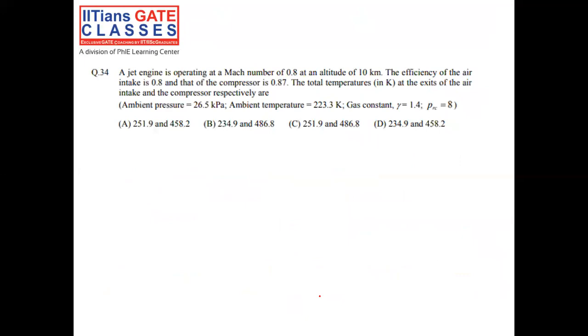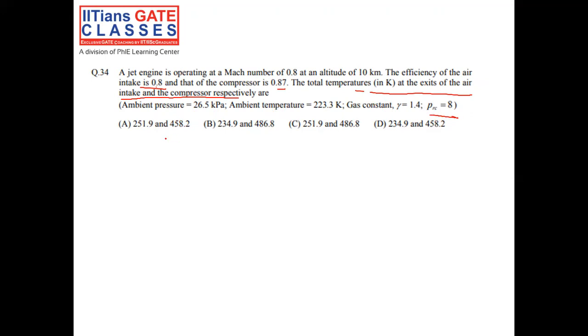Moving on to the next question. A jet engine is operating at Mach number 0.8 at an altitude of 10 kilometers. The efficiency of the air intake is 0.8, and the compressor is 0.87. The total temperature at the exit of the air intake and the compressor respectively are these. So we have to find out the total temperature at the exit of air intake and compressor. And these are the values which are given: ambient pressure, ambient temperature, and gas constant. And PRC is the pressure ratio across compressor.